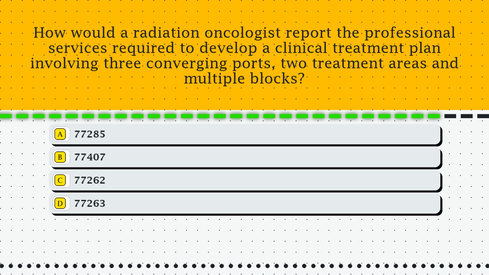Question 119. How would a radiation oncologist report the professional services required to develop a clinical treatment plan involving 3 converging ports, 2 treatment areas, and multiple blocks? Option A: 77285. Option B: 77407. Option C: 77262. Option D: 77263.